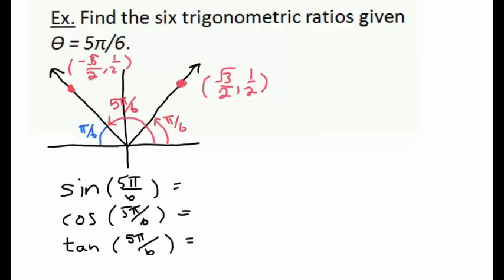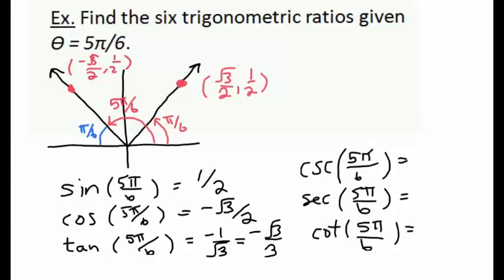So from here we can easily get at our three major trig functions. We know that the sine is going to be 1/2. We have cosine is negative square root 3 over 2. And tan is going to be negative 1 over root 3. Or if we rationalize the denominator, negative root 3 over 3.